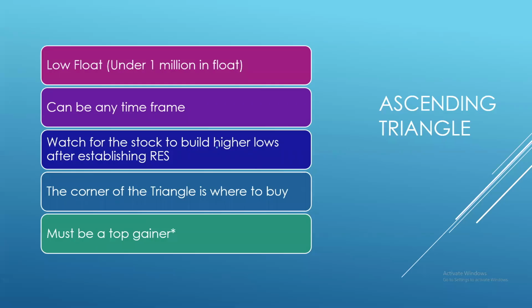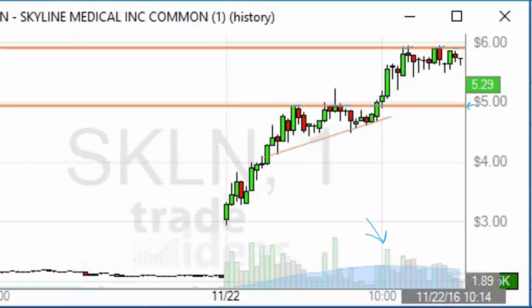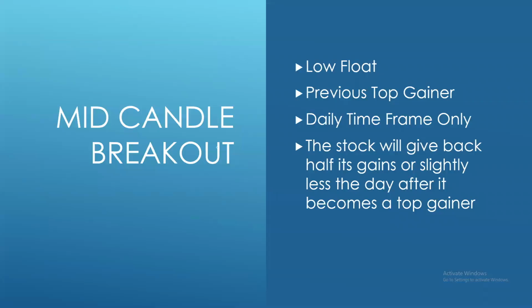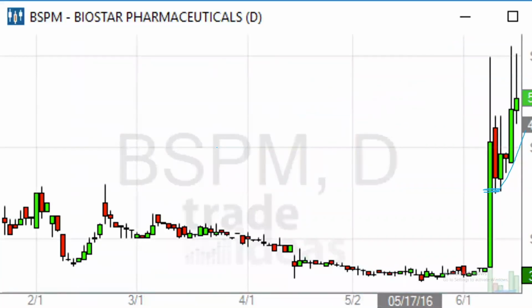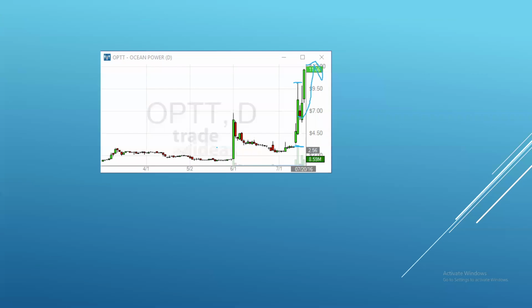After that, guys, we have the ascending triangle pattern. Again, we establish our top resistance. The stock builds higher lows, breaks through the top resistance at the corner of the triangle. After that, we have our mid-candle breakout pattern, where the stock has a top gainer day. The stock goes on a very big spike. The next day, it has a red day. It could be 1 or 2 days until it comes back down to mid-candle, and then it starts U-shaping back on up, towards new highs.